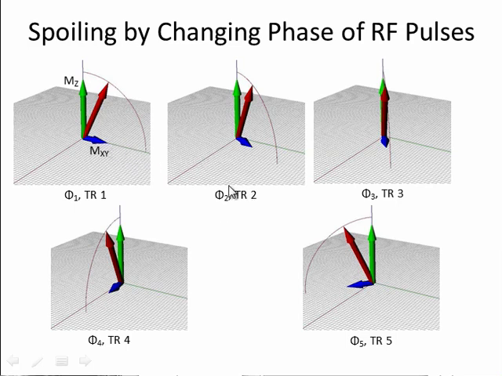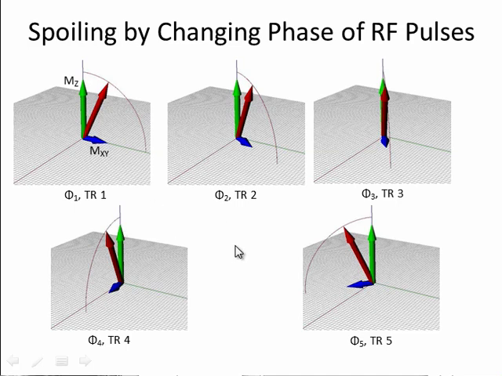But at the second TR, the phase of our RF pulse, remember, not the flip angle, is the same, but the phase of the RF pulse has changed, so that the direction of the transverse magnetization is now kind of in the XY plane. It's not directly on the y-axis. At the next TR, we have a different phase, and so on, and so on. And this series of events where the RF phase is changed is called phase cycling.